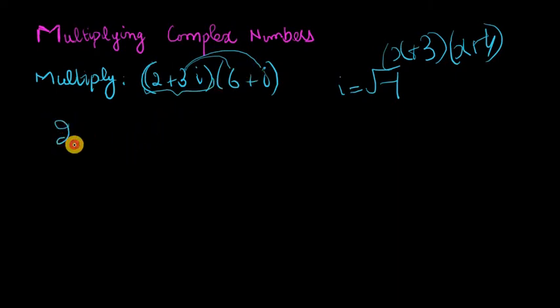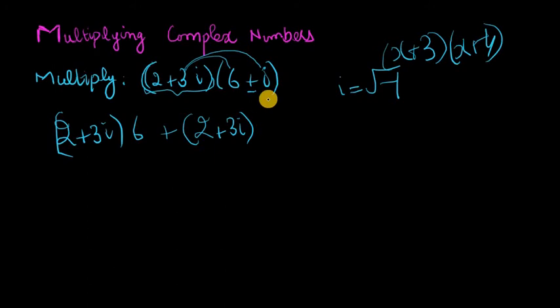I'm going to write 2 plus 3i, and I'm going to first multiply it with the 6, and then I'm going to add it to 2 plus 3i multiplied by the i. All I did here was I said, well, hey, if I have a times b plus c, I can write this as ab plus ac. Here a is our 2 plus 3i and b plus c is this. And so now I can just multiply these out, and I'll have some real parts and some imaginary parts, and then I can just add the real parts and then the imaginary parts.